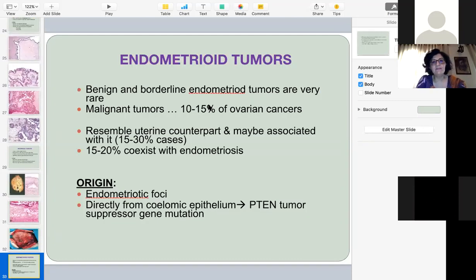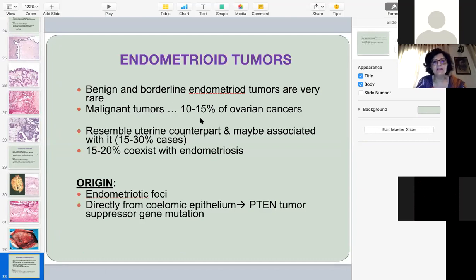The third type, the endometrioid tumor, is a similar tumor that you would see in the endometrium, in the uterus. There can also be benign and borderline endometrioid tumors, but these forms are very rare. The malignant endometrioid tumors of the ovary are more common, and they account for about 10 to 15% of all ovarian cancers.